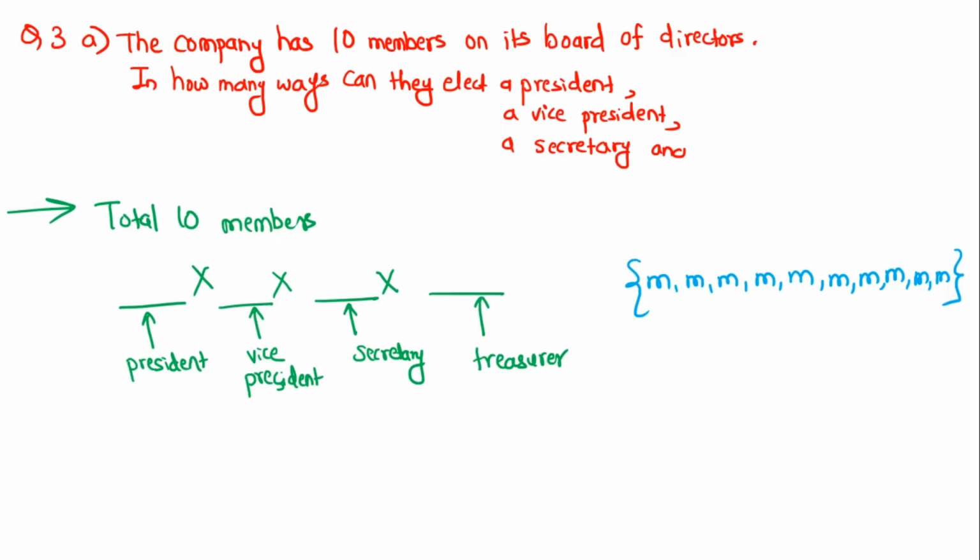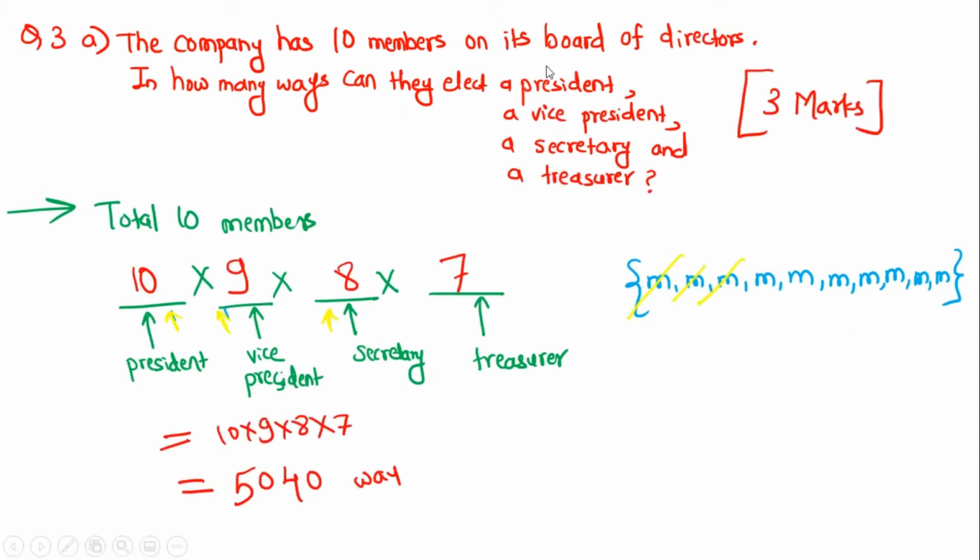The next question is: a company has 10 members on its board of directors. In how many ways can they elect a president, a vice president, a secretary, and a treasurer? The question is that we have to select all these 4 persons, and it's compulsory that we select all of these 4 persons from among the 10 members of the board. As we have 10 members, I have roughly written 10 members over here.